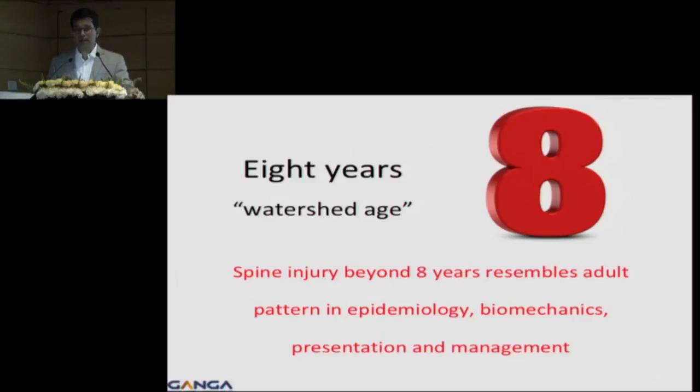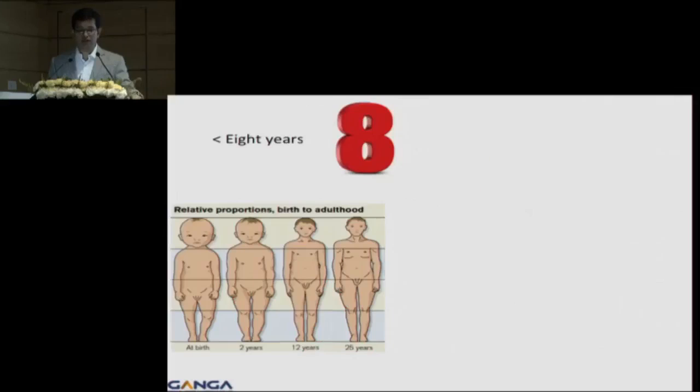8 to 9 years can be considered the watershed age, because about 90% of normal adult morphometry is achieved by 8 to 9 years of age. Spine injury beyond 9 years can be similar to an adult pattern, whereas in less than 8 years the pattern is different. If you look at the normal relative proportions for a child and an adult, the child less than 8 years has a larger head and a smaller torso, whereas as we become bigger, we have a smaller head and a bigger torso.